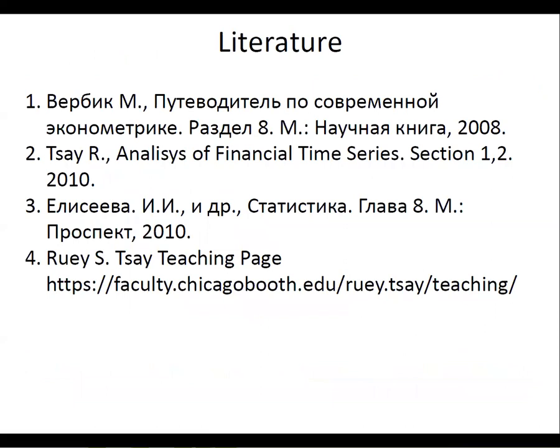And the last slide is devoted to the literature for that course. The main book is Ruey Tsay, Analysis of Financial Time Series. Also, you can use the book of Verbeek, Modern Econometrics. There is a version of this book in Russian, but you can also find Modern Econometrics by Verbeek in English-language literature.